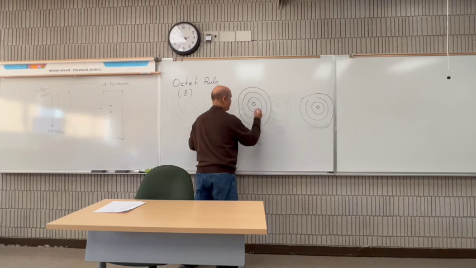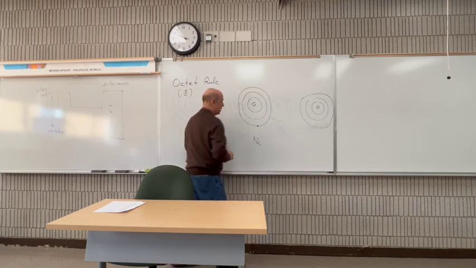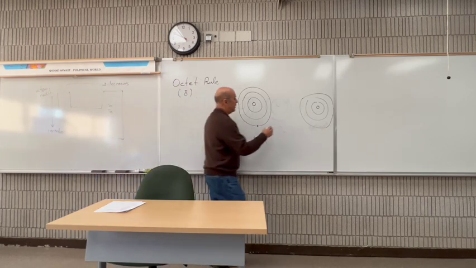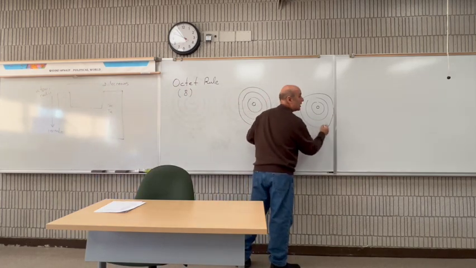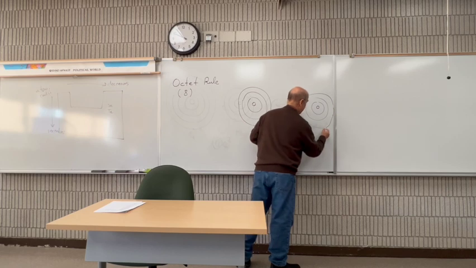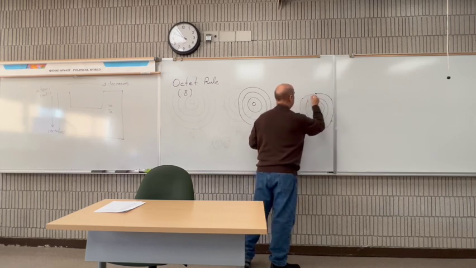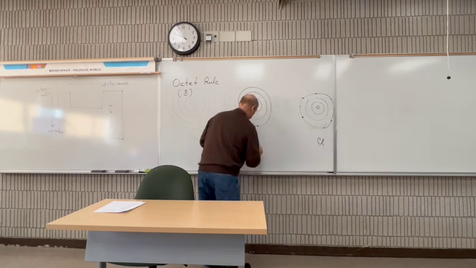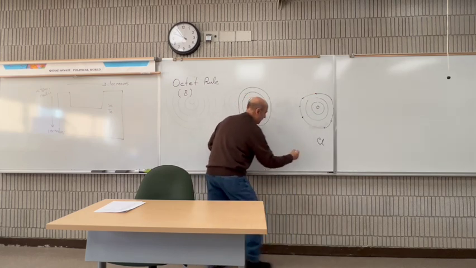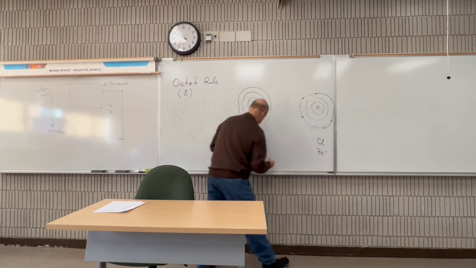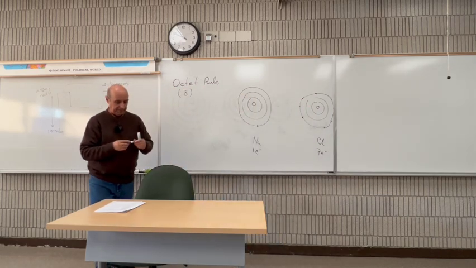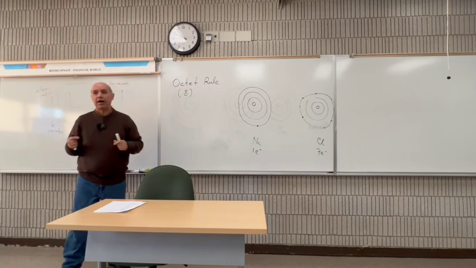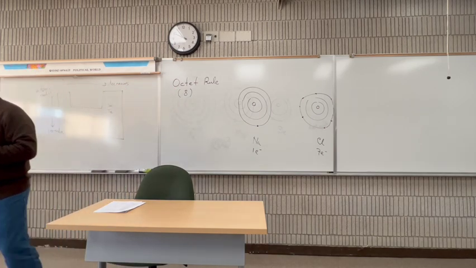So sodium in its valence shell has 1 electron. Chlorine in its valence shell has 7 electrons. So 1 electron, 7 electrons in the valence shell. The octet rule states that all elements want to have 8 electrons in their valence shell.